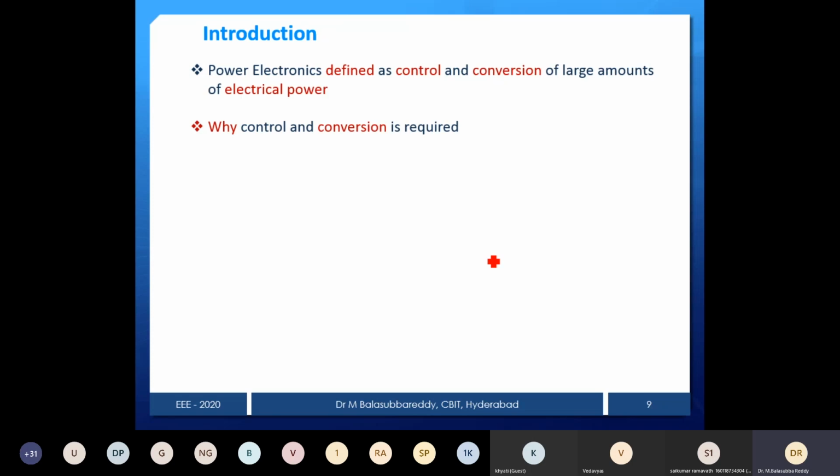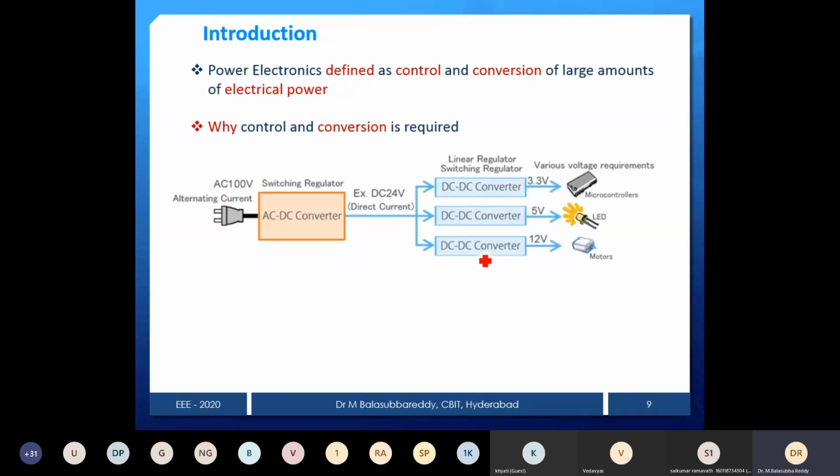We can observe them in house purposes, industry, medical, or aeronautics. Whatever application you pick, there we do conversion and control only. I am mentioning a few examples of why control and conversion are required. We can see this diagram. What is happening here? The input is some voltage, let it be a 230 volts AC supply or maybe 100 volts AC supply. Alternating voltage is available to you.